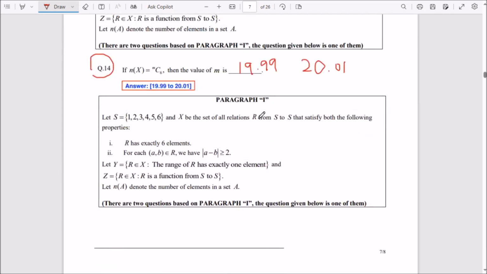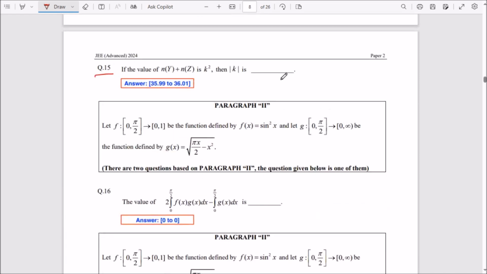Next, the paragraph I is same. Based on this, question number 15 answer is 35.99, or you can write 36.01. Between these two, 36.01, the range numbers between these two, all will be taken as correct.